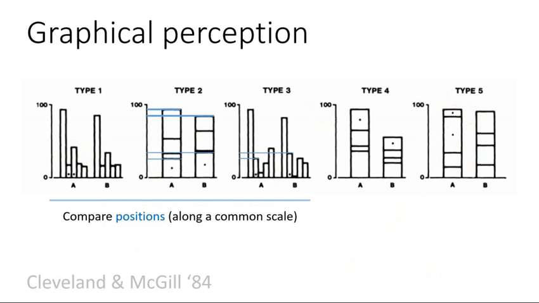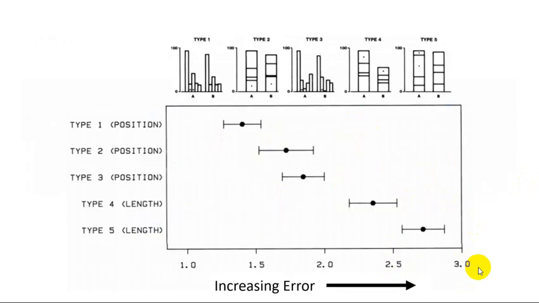Okay, groups 1, 2, and 3, the task is to compare position using a common baseline or a common scale. In types 4 and 5, you're forced to compare areas or lengths of the side of the segment, and it turns out this is a lot harder for humans to do accurately. Okay, so again, how much bigger is one than the other?